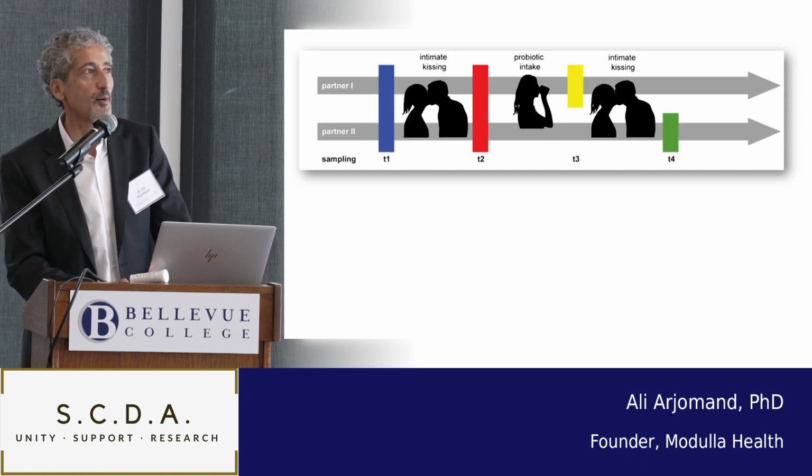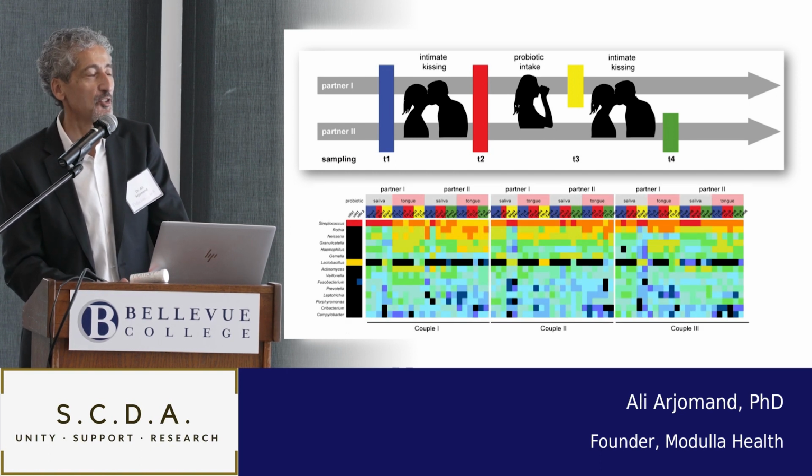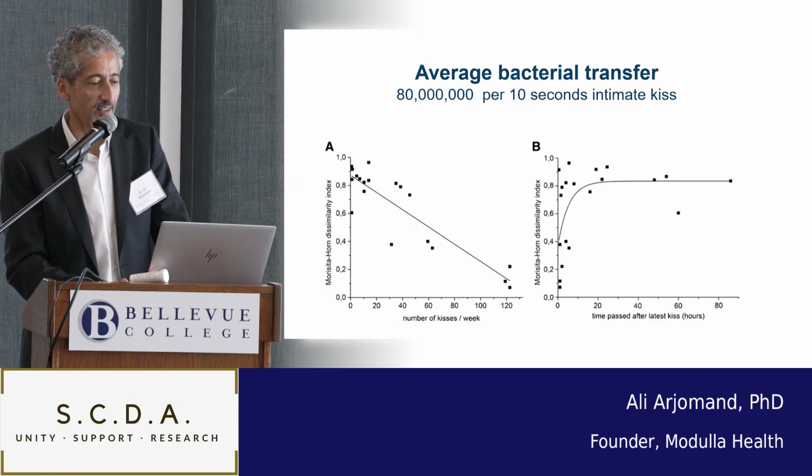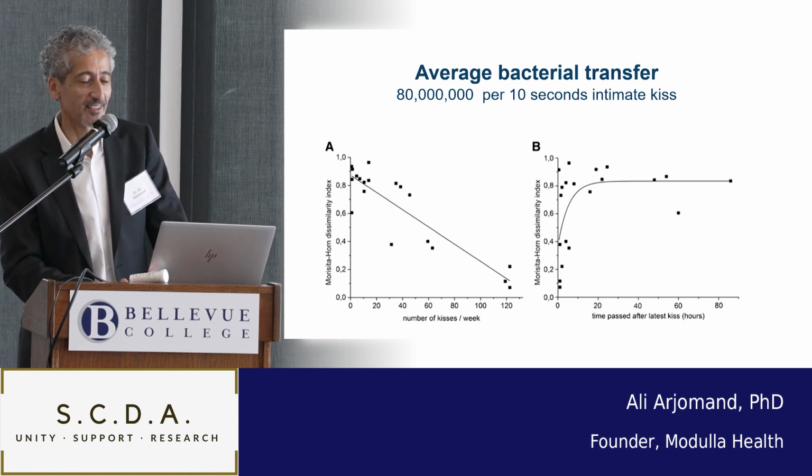Well, they found couples, and they gave one couple a probiotic drink, and then they kissed, and then they picked it up in the second couple. And you can measure the transfer rate, okay? And you profile the saliva, and you can see the transfer rate. And it turns out that every 10 seconds of kissing transfers 80 million microbes from one to the other.